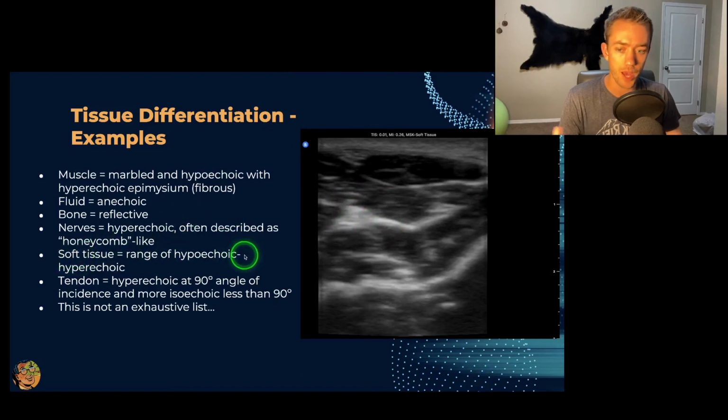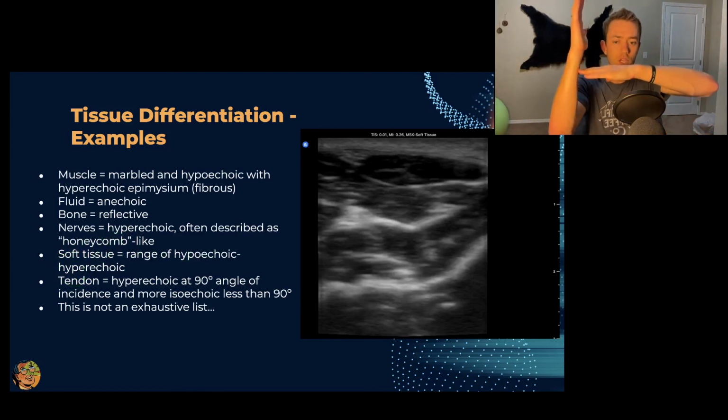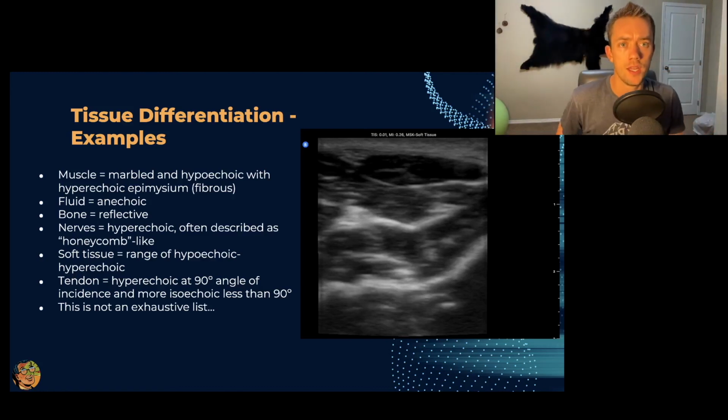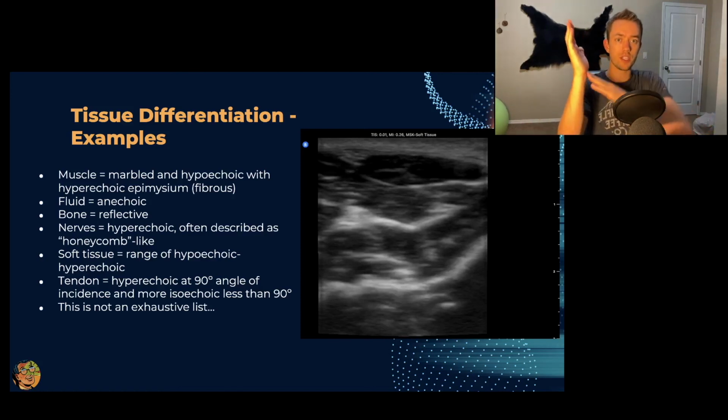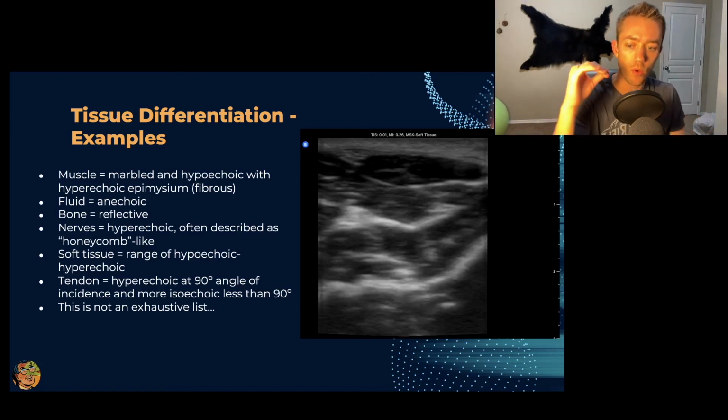Soft tissue is going to range from hypoechoic to hyperechoic. It just depends on the organ; you're going to have to get in there and see that. Tendons, this is actually really important. It's going to be hyperechoic at a 90-degree angle, and when you change that angle, it's going to become more isoechoic or hypoechoic. That's how, when you go to do a nerve block and wonder, is that a nerve or a tendon, you can just change the angle a little bit and be able to see whether that's a nerve or a tendon.